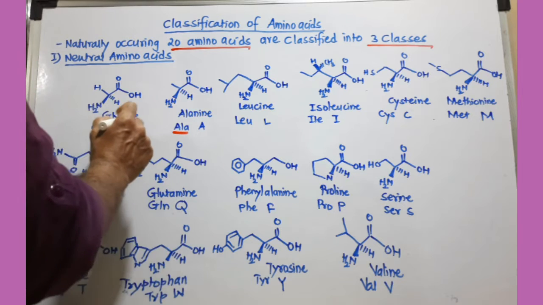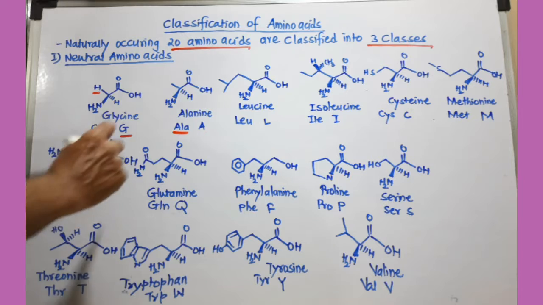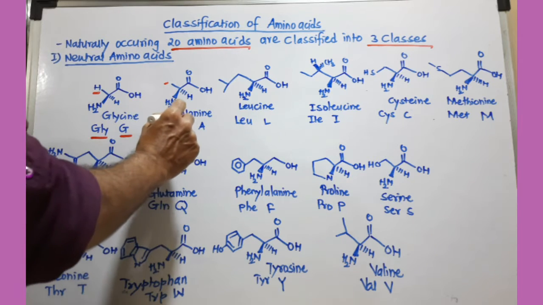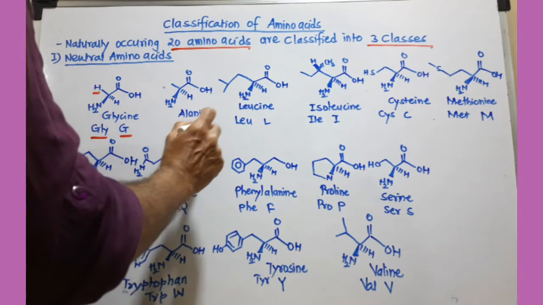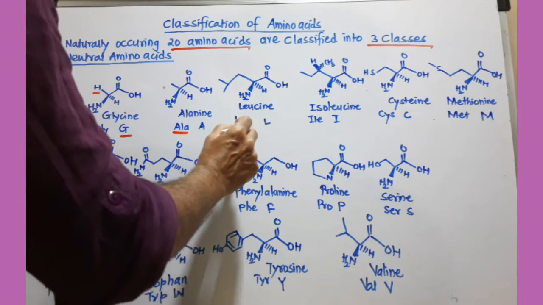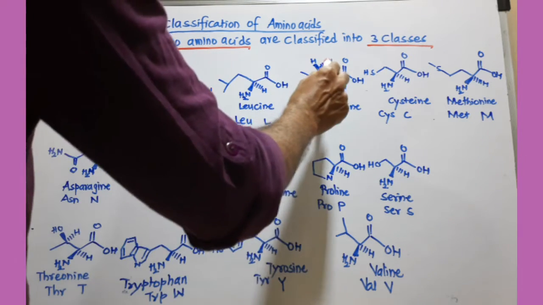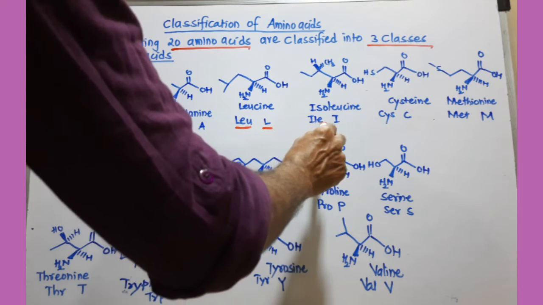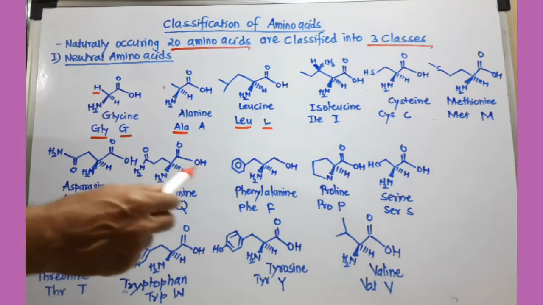So this is glycine. You can see here R, I underline the R. Glycine. CH3, I underline here CH3. It is alanine, ALA. Leucine, this is R. Leucine, LEU, and L is the single-letter abbreviation. Isoleucine, ILE, and I are the abbreviations used to represent isoleucine.